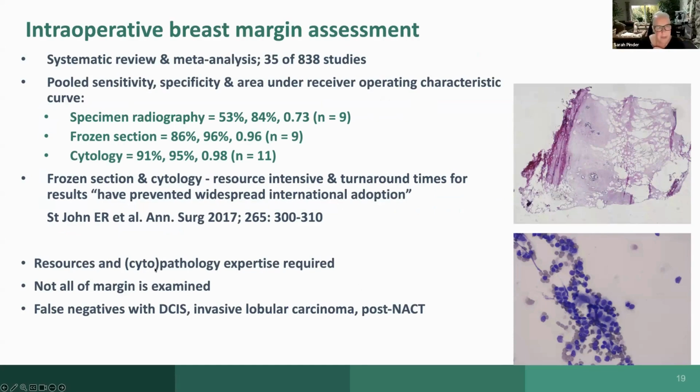The issue partly is the resources and the cytopathology expertise required, and you need to have the pathologist on site and available and have enough time. Not all of the margin is identified, and there are certainly false negatives or potential false negatives with DCIS and with the difficult low-grade cancers, invasive lobular, and also post-neoadjuvant chemotherapy. There are occasional false positives as well. And that's all I'm going to say. Thank you very much for listening.